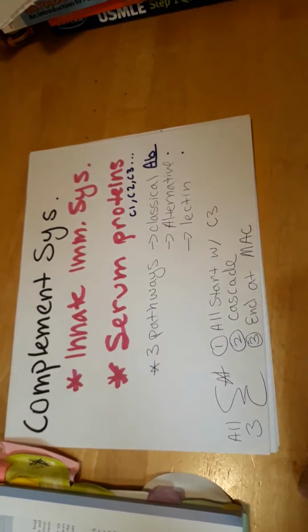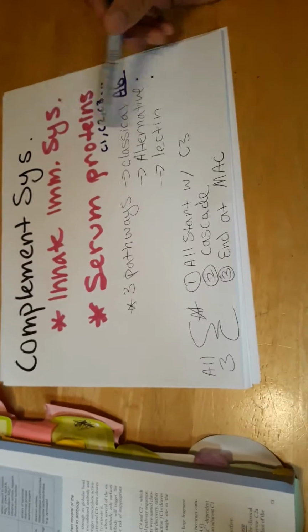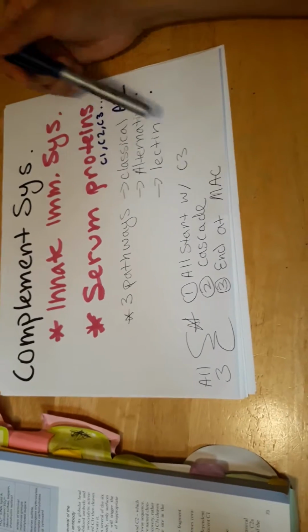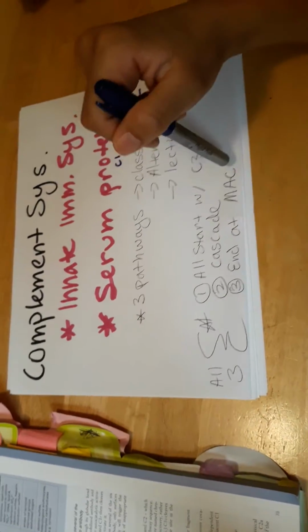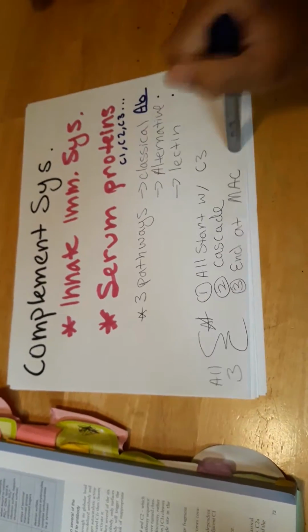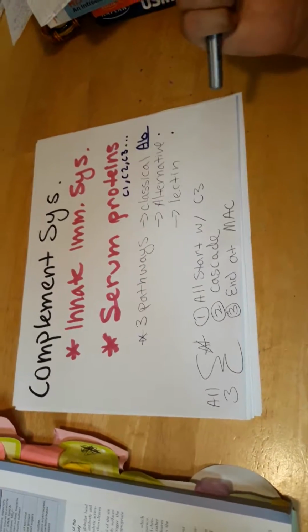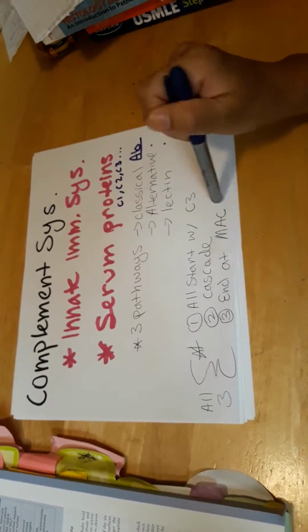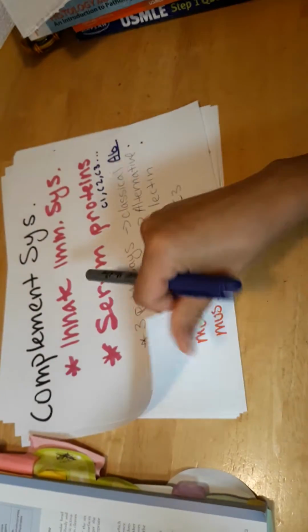They all have three similarities between all three of these pathways. They all start with activation of C3. They all have a cascade, and they all end at the MAC. This is the most important here. They all end at the MAC. What does that mean? The MAC is a membrane attack complex, which actually pokes holes in the pathogen. So it all ends in poking holes in the pathogen with MAC.